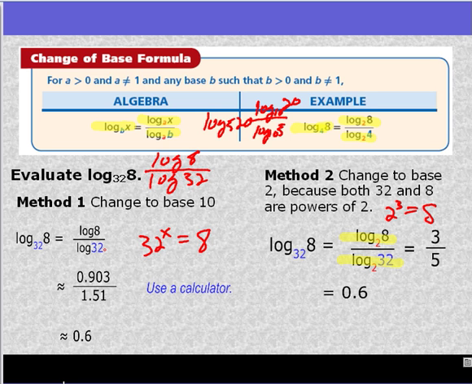All right, these are two for you to evaluate. Either way you would like to is fine.